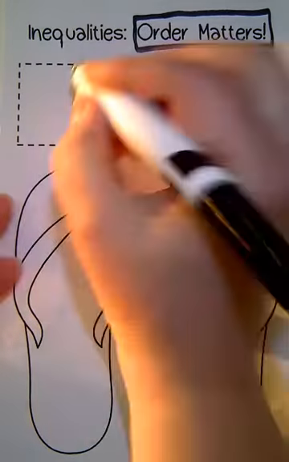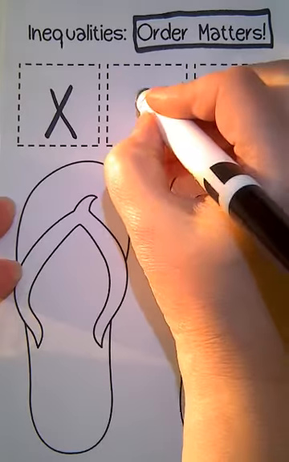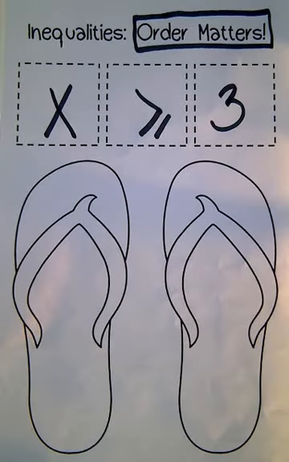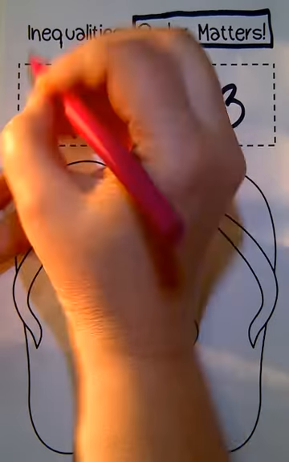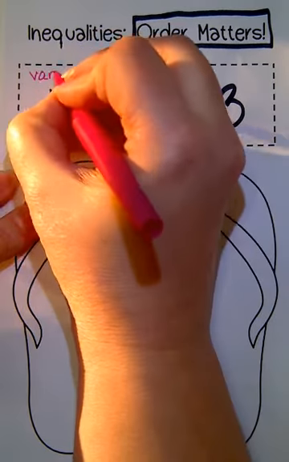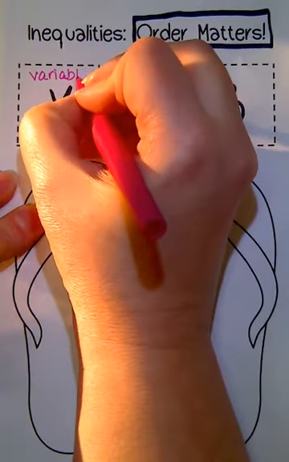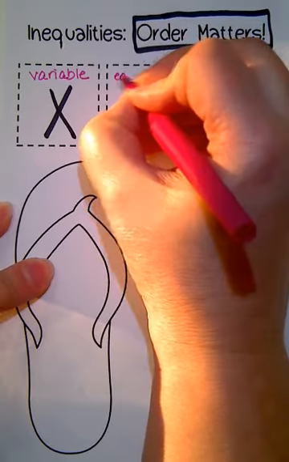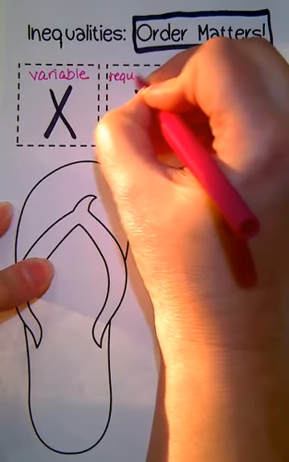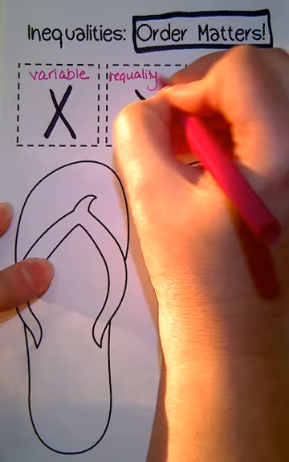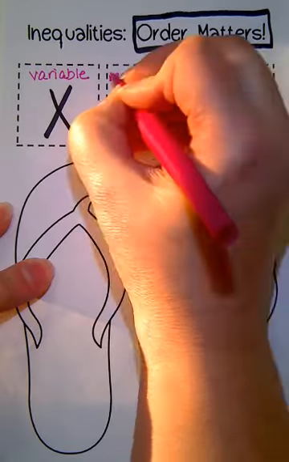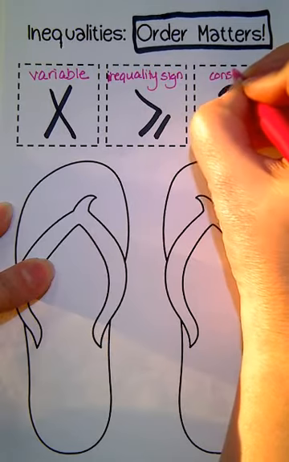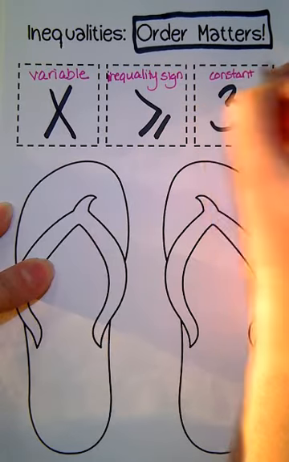If I have something that looks like this, x is greater than or equal to 3, let's label our parts. X is my variable. Could be a y, could be a b. Greater than or equals, there is my inequality sign. And 3 is a constant. That 3 is never going to change. It's always going to be a 3.